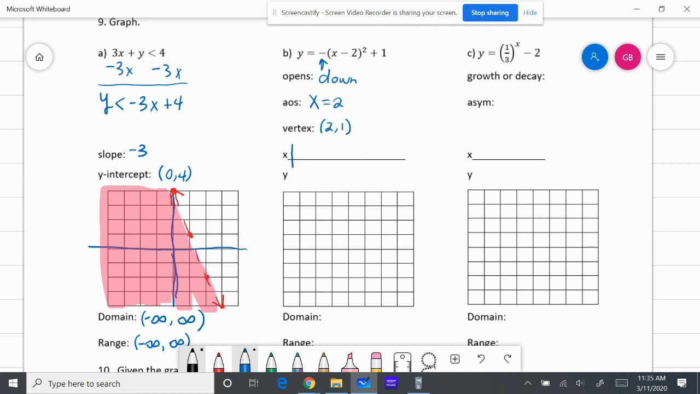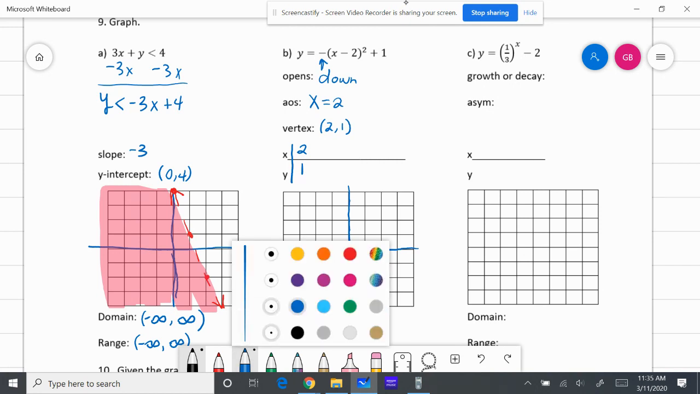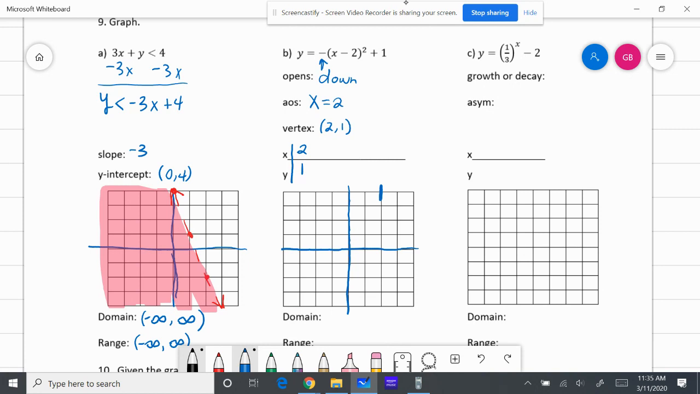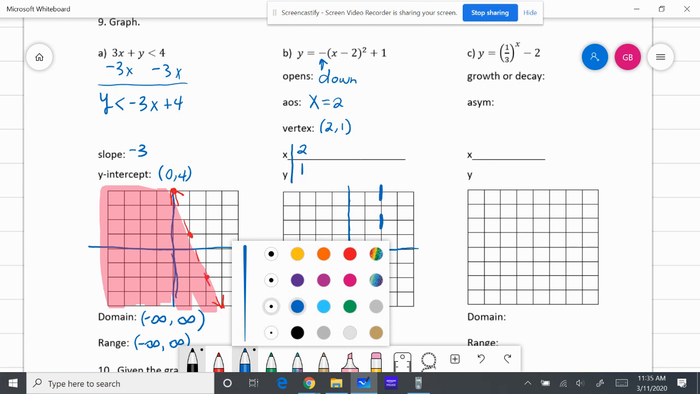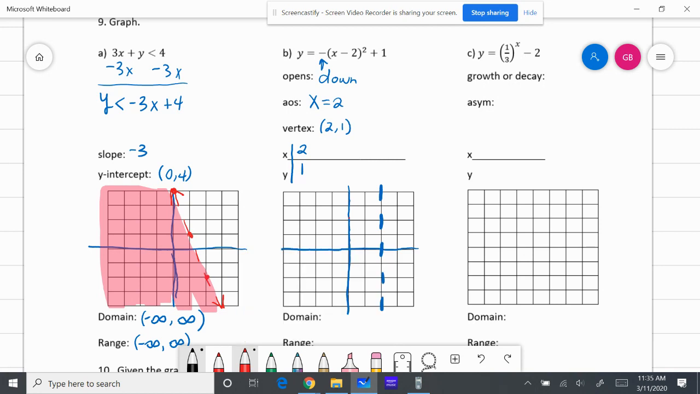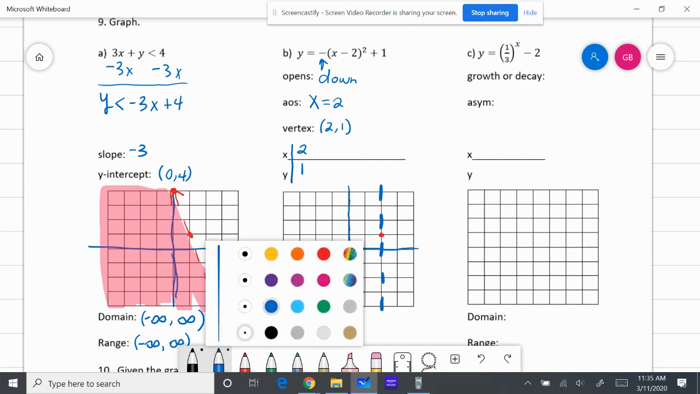You could organize your points in a table. So the point that we have now is (2, 1). So I'm going to start plotting these points as we go along so you can see where they're coming from. First, the axis of symmetry is 2. So I'm going to draw a dashed line there. Okay, graph in red. Okay, the first point is (2, 1). And then we're going to use some mental math to come up with other points.